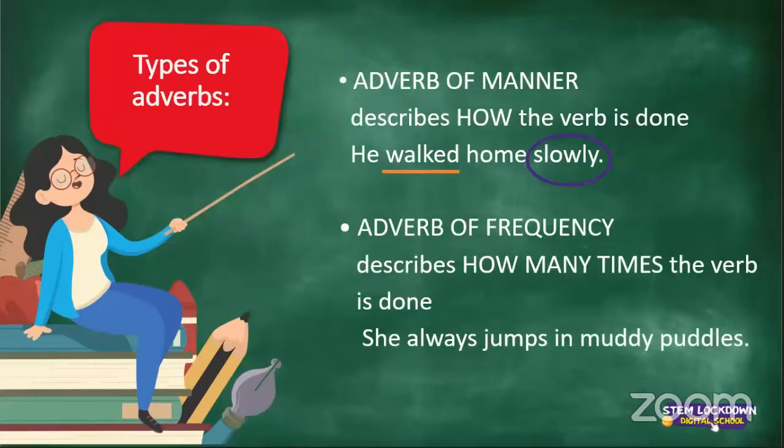So quickly again, type in your chat box where the verb is. Which one is the verb? She always jumps in muddy puddles. Where's the verb? Now some of you are really fast. There we go. Well done. That's quite easy to recognize the doing verb, right?